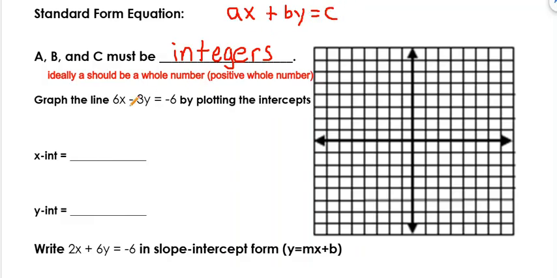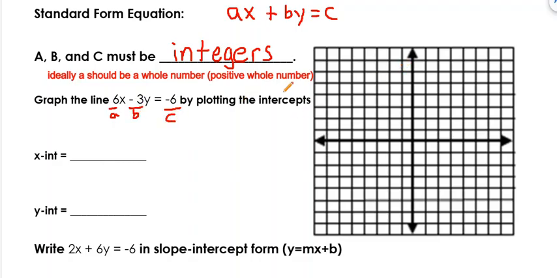Okay, so I have an equation here. Oh, and a, b, and c must be integers, and ideally you want a, the number that's leading off this thing, to be a positive whole number. Okay, so we have this right here. We have graph the line 6x minus 3y equals negative 6. So 6 here, that would be my A, right? Negative 3 would be my B. And then this negative 6 would be my C, right?